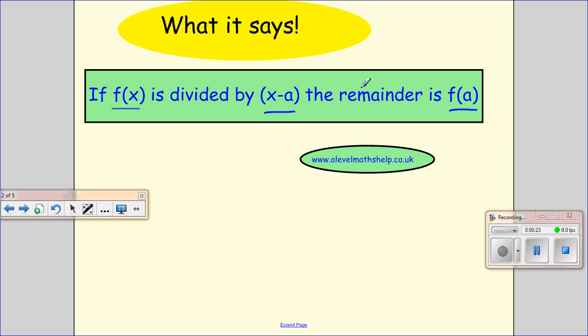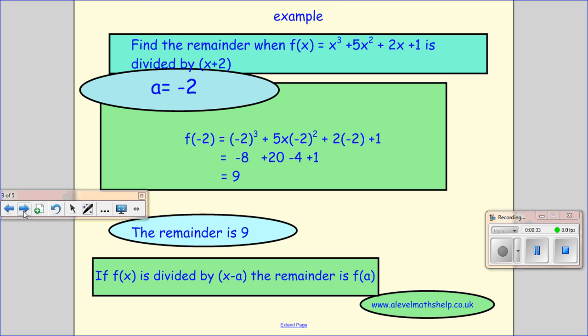So that means when you substitute whatever, if this was 2 here, you would find the value of your function when x equals 2. So here's an example. Find the remainder when f of x equals all of this is divided by x plus 2. So first of all, to find the remainder, we look here. We need f of a, where a will be given from here.